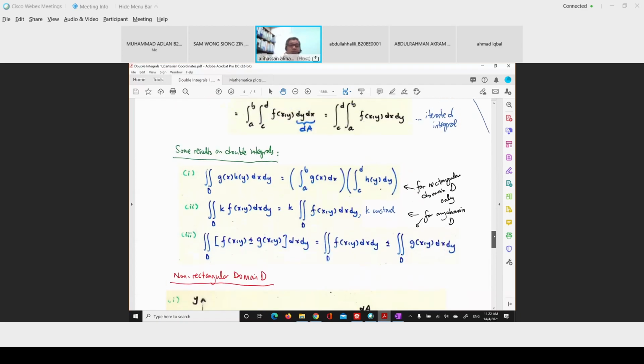The second result is something similar that you have seen in calculus for single integrals. The double integral of a constant k times a function f is equal to the constant k times the double integral of f(x,y). And the integral of a sum is a sum of integrals. That is the third result here, something similar also to single integrals.